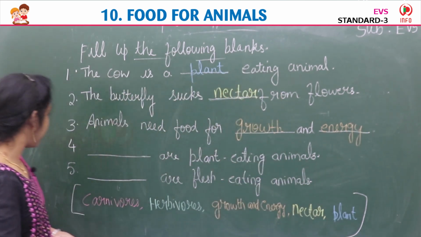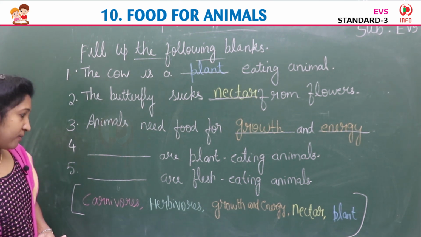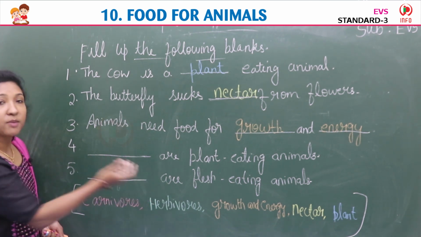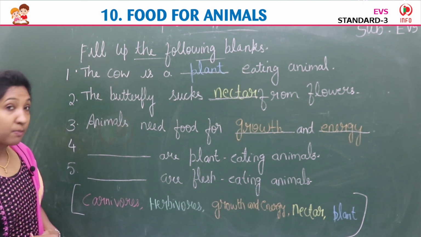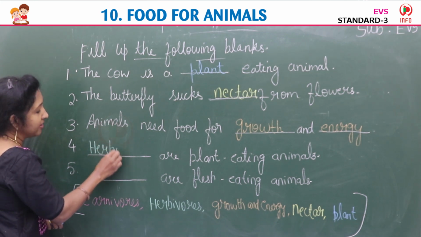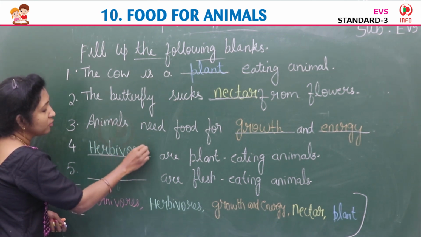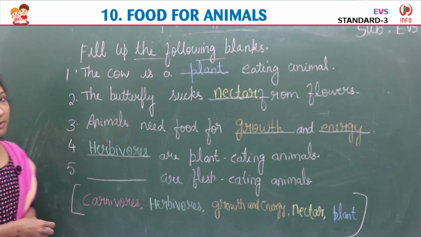Okay, children, next question, fourth question. Dash are plant eating animals. Carnivores or herbivores? Which are plant eating animals? Yes, herbivores are plant eating animals. Okay, last question, last fill in the blanks.